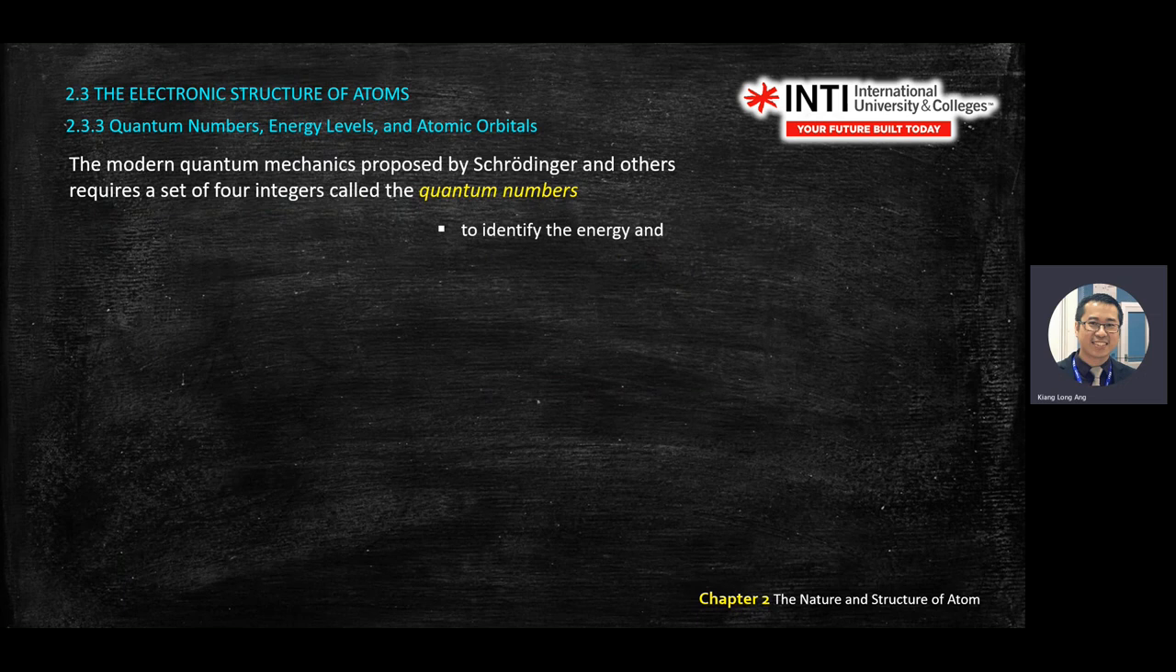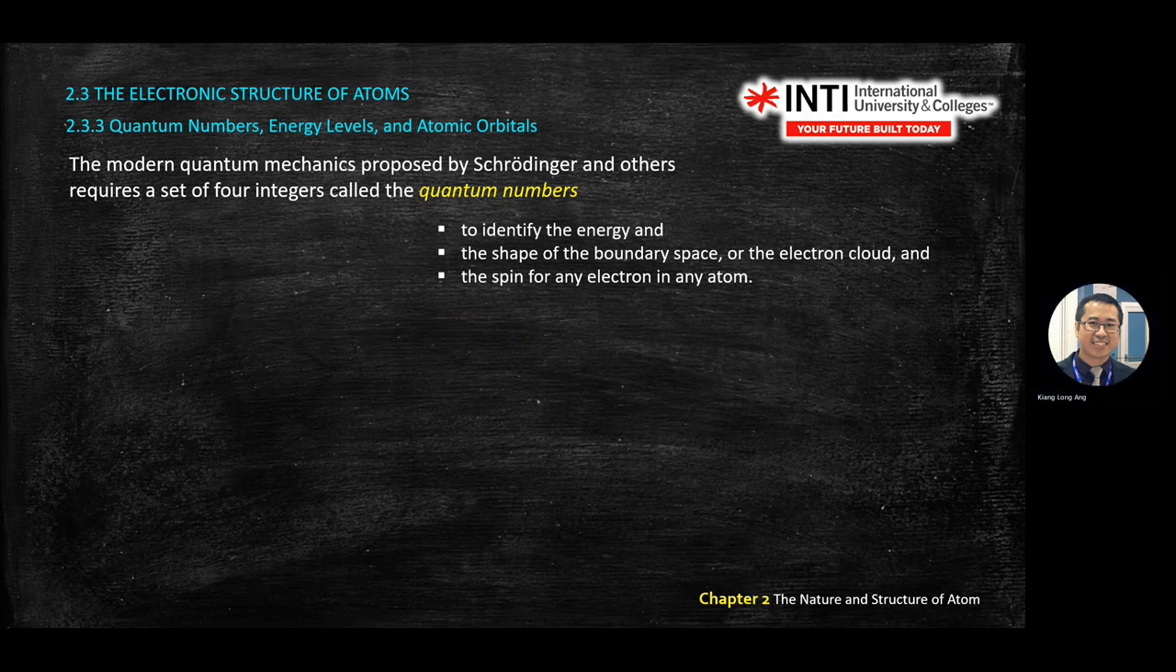Next, we zoom into a technical term called quantum number. What is the meaning of a quantum number? First, the quantum number n that you used to calculate the energy in our previous lecture identifies the energy and also the shape of the boundary space, or the electron cloud. A different location of your electron, or a different orbit, tells you a different shape or different movement of the electron. It also tells you how the electron spins, the spin behavior of the electron.